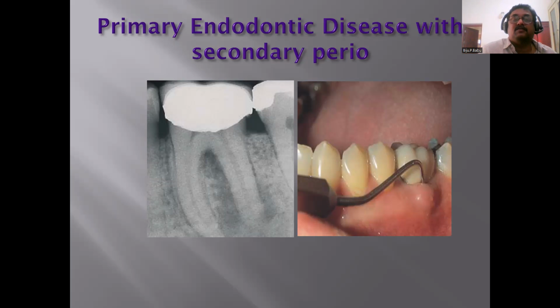Most probably the tooth is non-vital. If the tooth happens to be non-vital, it is a primary endodontic condition. If the tooth is vital, then you should suspect some other reason for this periodontal illness. So the vitality check is also very important in this condition.